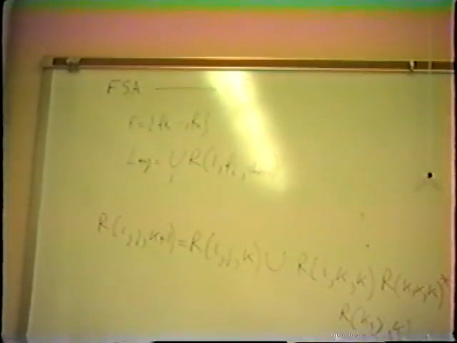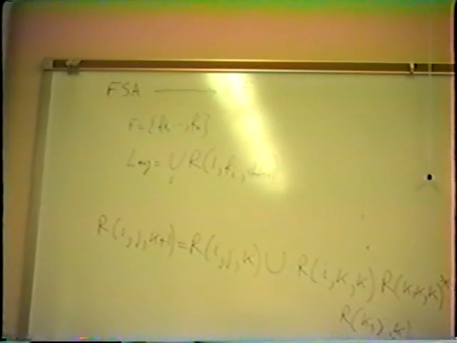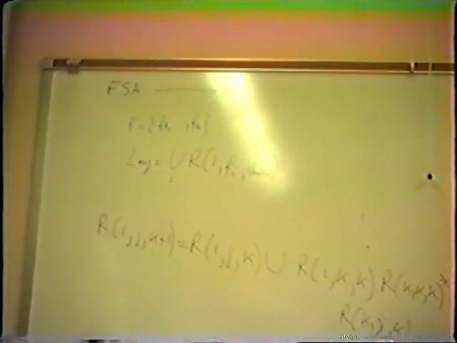So the language of the automaton will be the union of the strings that will get you from 1 to Fi. And they're allowed to cross anything they want. They can go around like crazy. Okay? So the third coordinate is states plus 1.